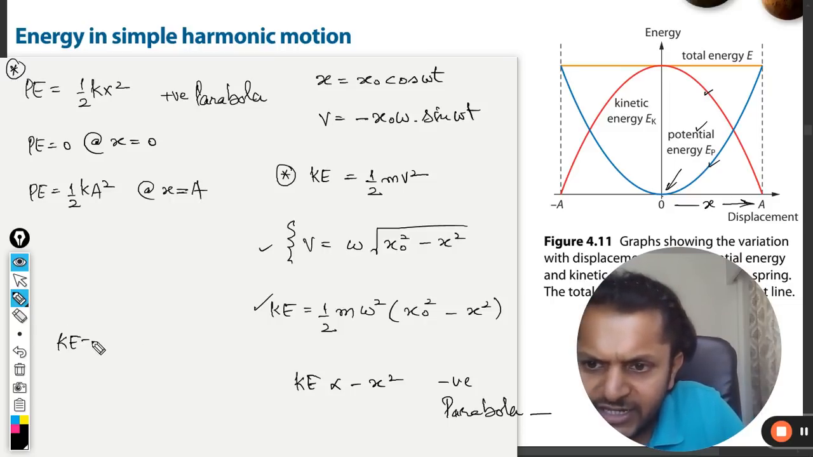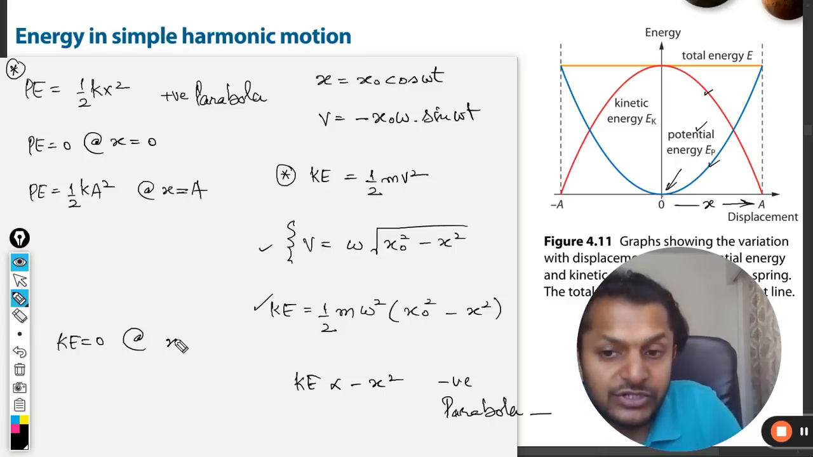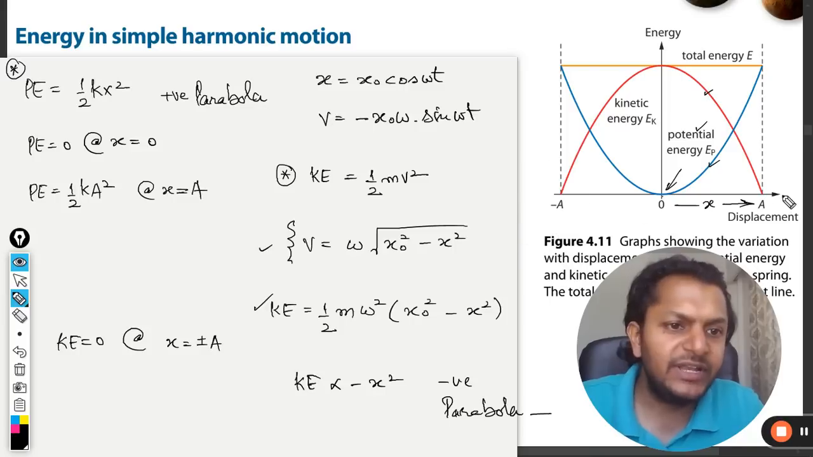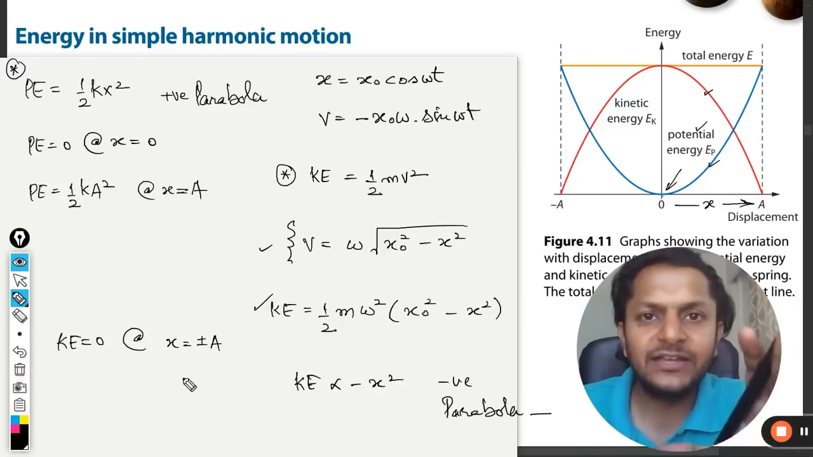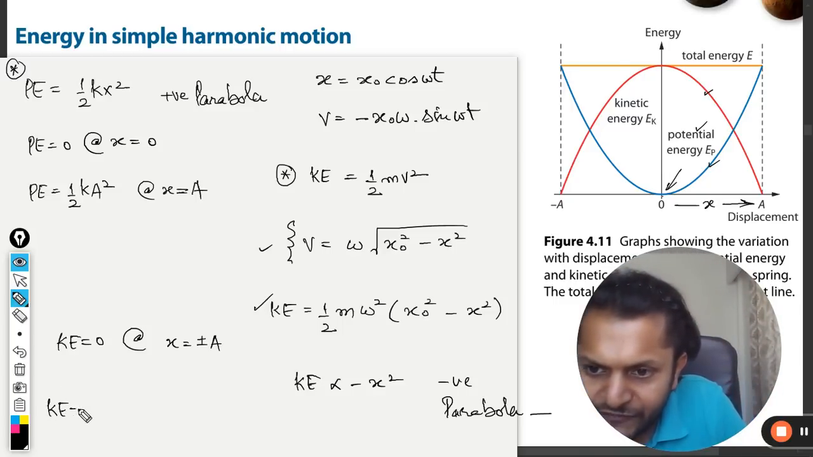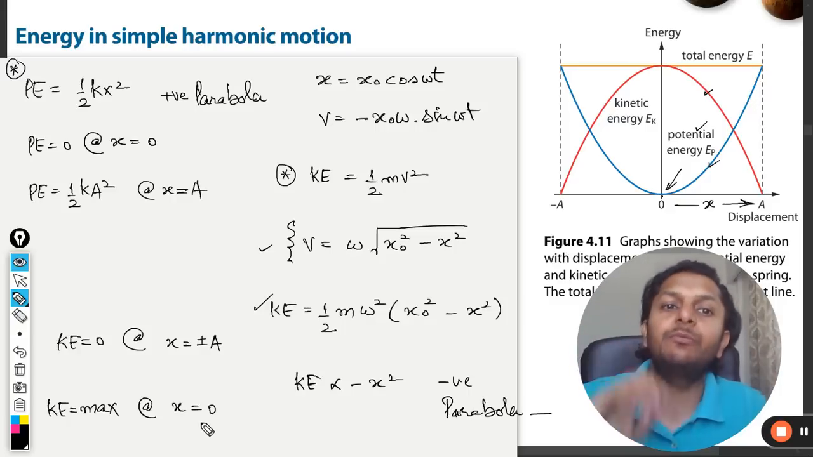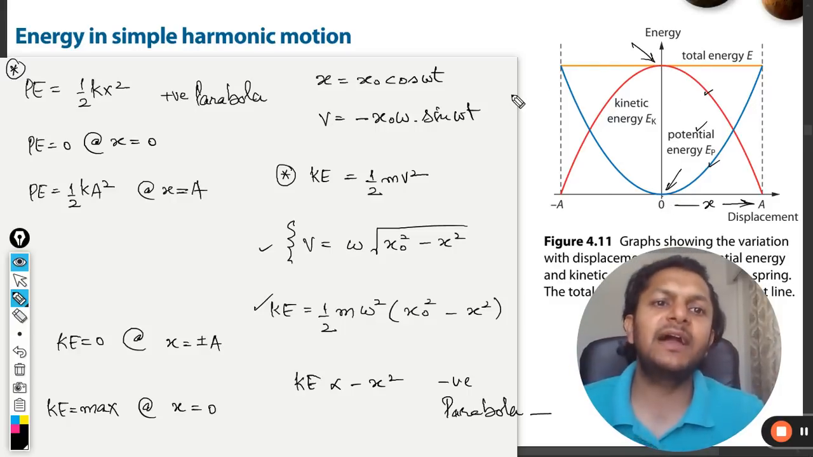Kinetic energy is equal to 0 at the extreme position. So when x is equal to plus minus a, that is the amplitude, x naught is the amplitude in this equation, the kinetic energy will become equal to 0. And kinetic energy is found to be maximum if x is at the equilibrium position. This is the equilibrium position, and you see kinetic energy is max here.